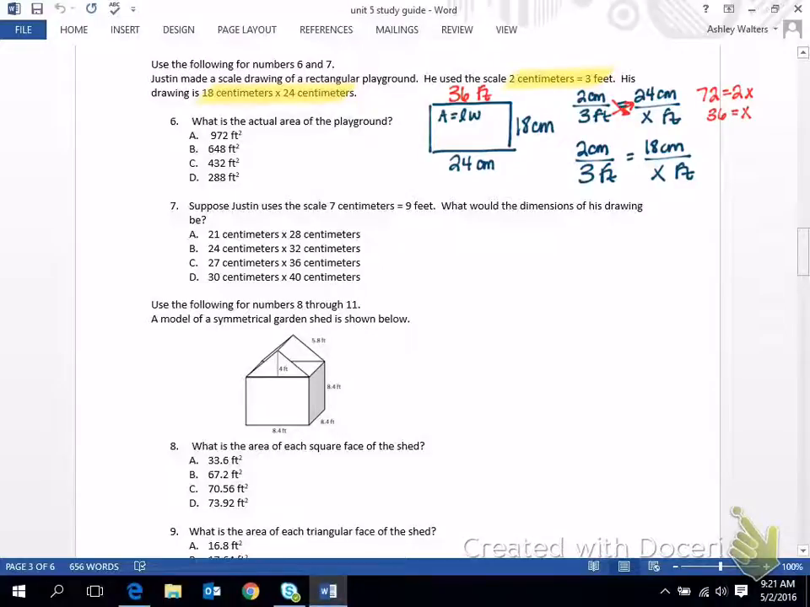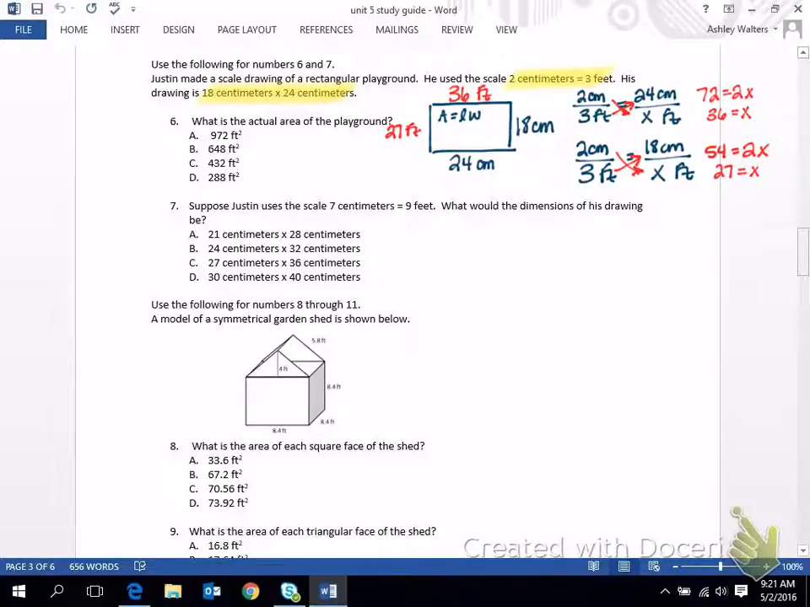For the side that's 18 centimeters, we'll take 3 and multiply by 18, which is 54. And 54 will be equal to 2x. 54 divided by 2 is 27. So our side with 18 centimeters is equivalent to 27 feet.